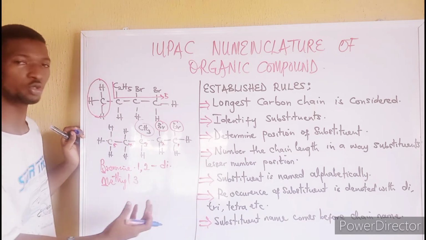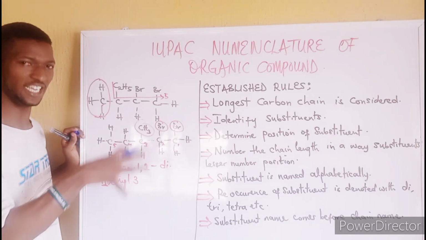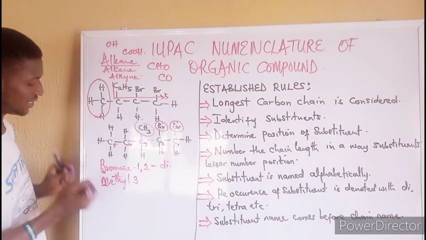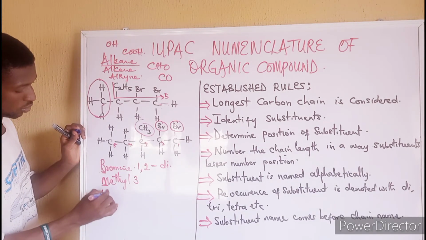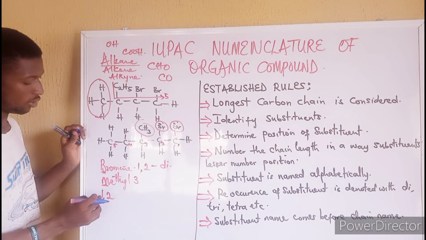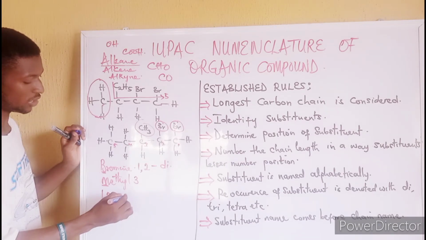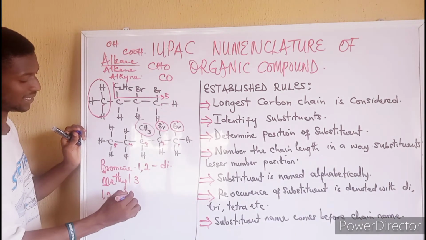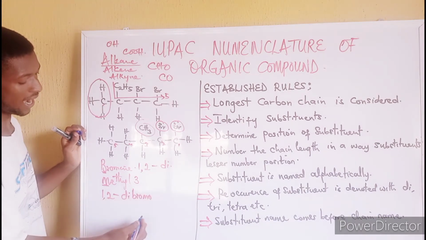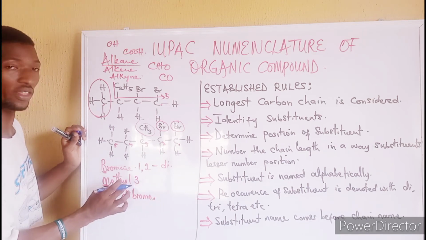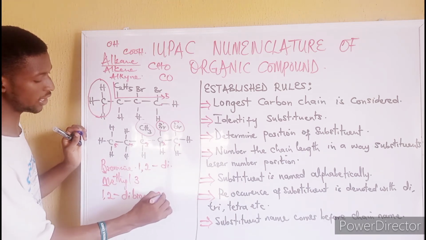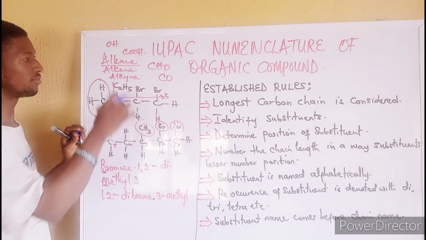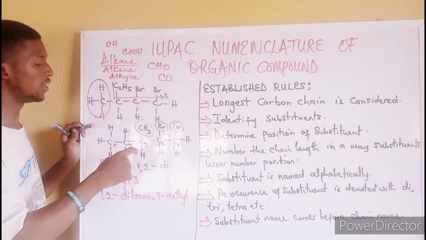Now the next rule states that the substituents are named before the chain name. So let's name the substituents here. So now we name this to be 1,2. We use commas to separate numbers, and hyphens to separate numbers from letters. We include di here because the bromine is occurring twice. We call it di-bromo. And what do you have? A comma to separate it from the other substituent, which is methyl, 3-methyl.